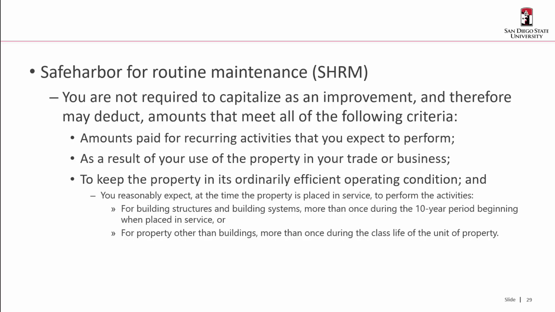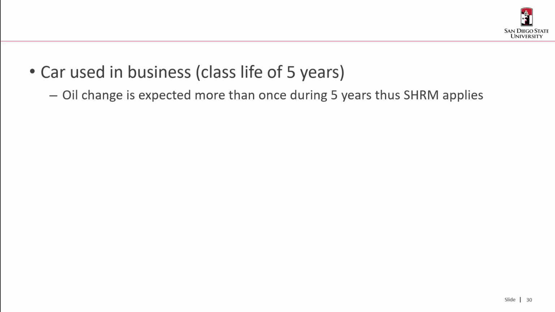Okay, so there's a lot of tax language built up in here, so let's do a couple examples. So let's say you use a car in your business. So you're buying a car for your business, a brand new car. Car has a class life of 5 years. Would you expect to change the oil more than once during the 5 years?